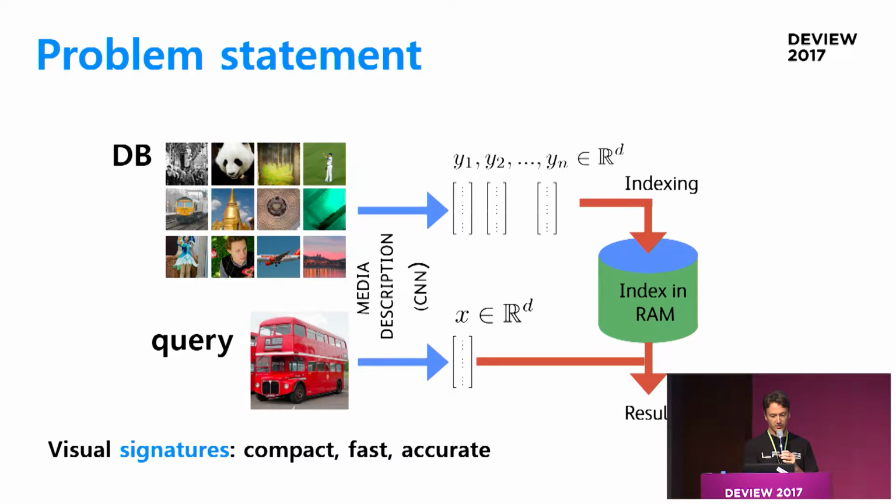And our visual signatures, our visual descriptors, we want them, of course, to be compact, because the more compact they are, the more you can fit into the RAM of a single machine. We want them to be fast to compute, of course, but also fast to compare. And we want them to be accurate in the sense that we want them to faithfully represent the content of our images.